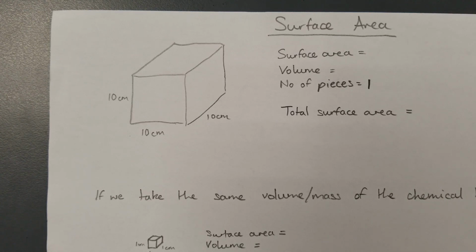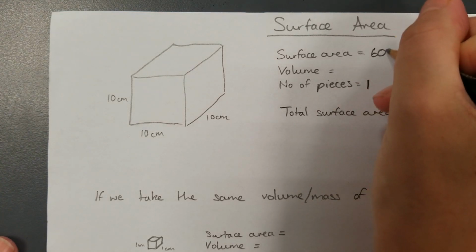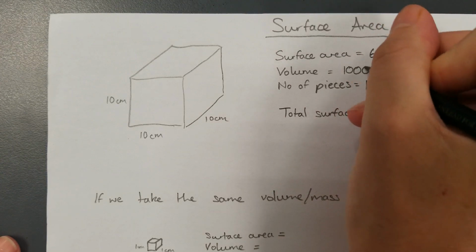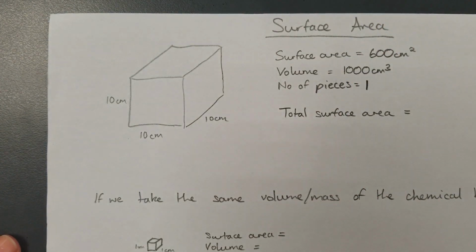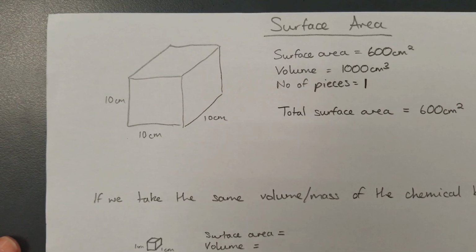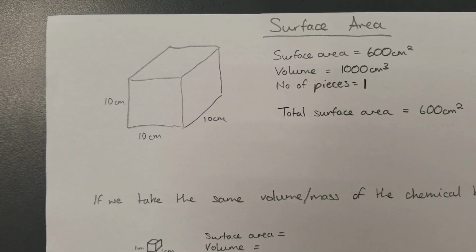Okay, hopefully you should have worked out that the surface area is 10 times 10, 100 times the 6 faces of the cube, so the surface area should be 600 centimeters squared, and the volume should be 10 centimeters times 10 centimeters times 10 centimeters, so should be 1,000 centimeters cubed, and therefore our total surface area, one piece, is still 600 centimeters squared. And that tells us roughly how many particles are exposed for the reactants to collide with.